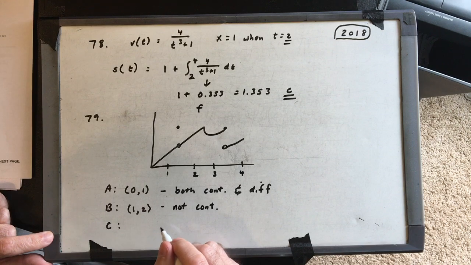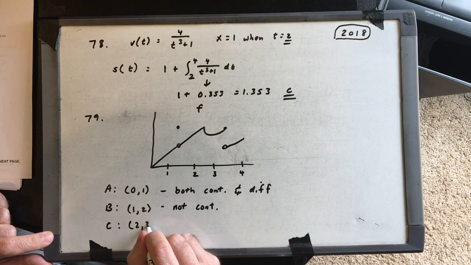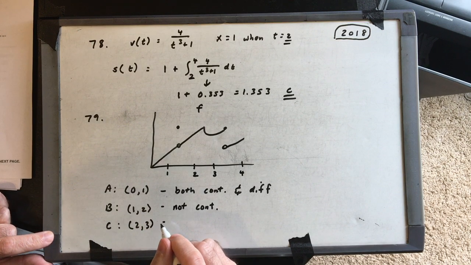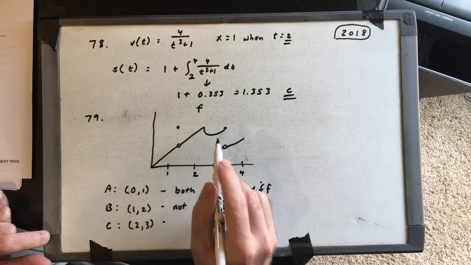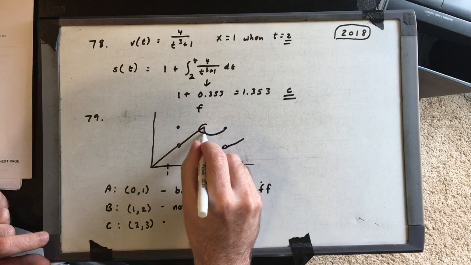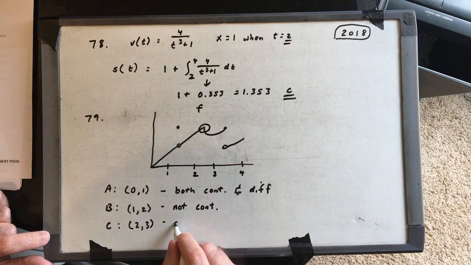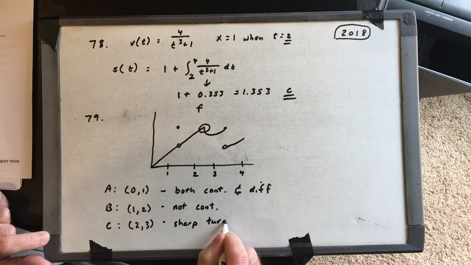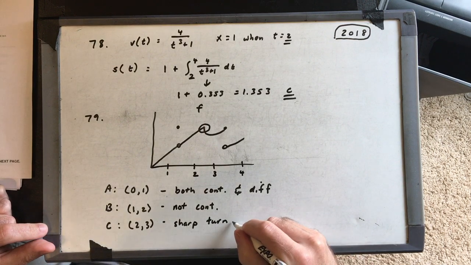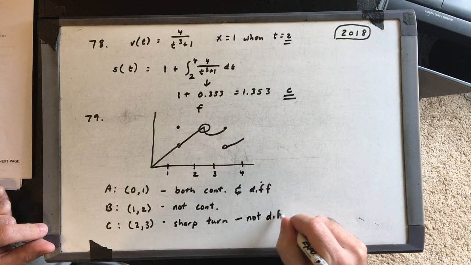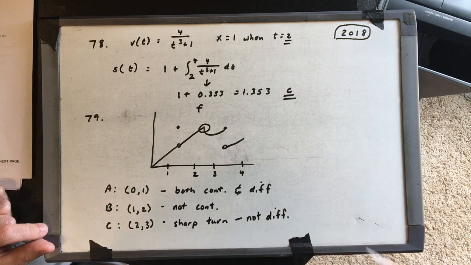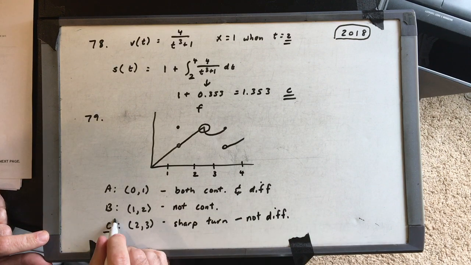Part C, from 2 to 3. Well, from 2 to 3, it is continuous, but we got a sharp turn right there. Sharp turn in that interval. So it is continuous, but at the sharp turn, it's not differentiable. So continuous but not differentiable is C.